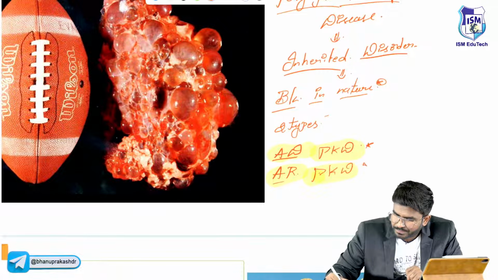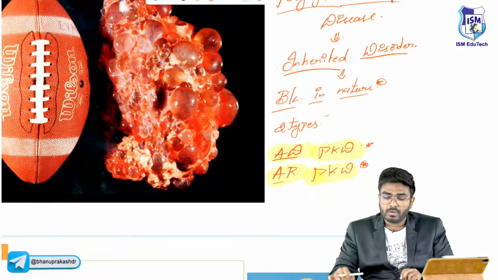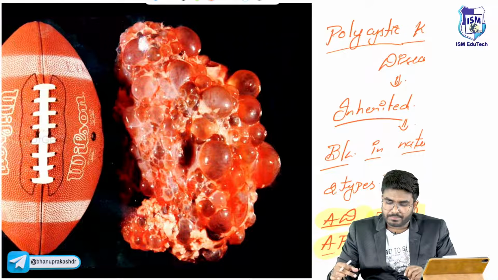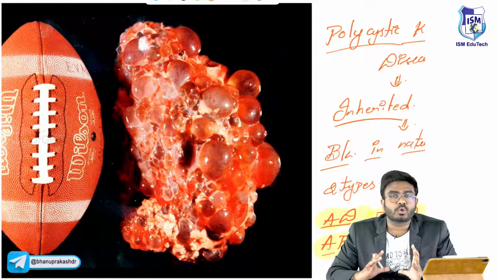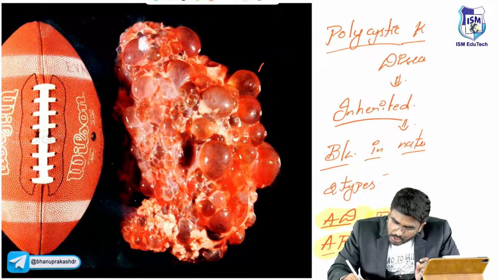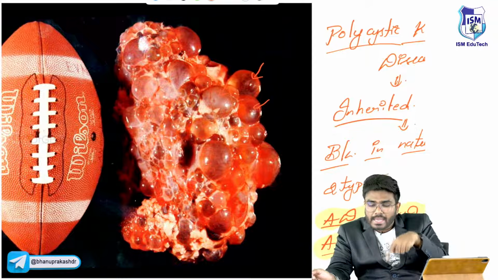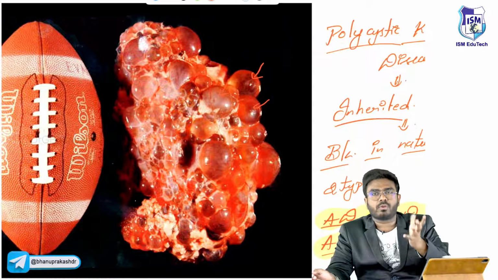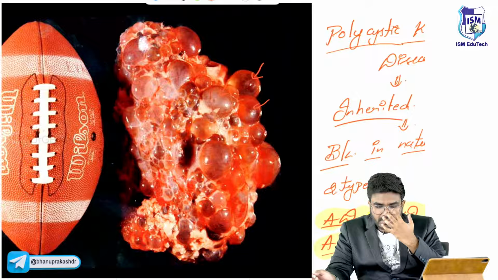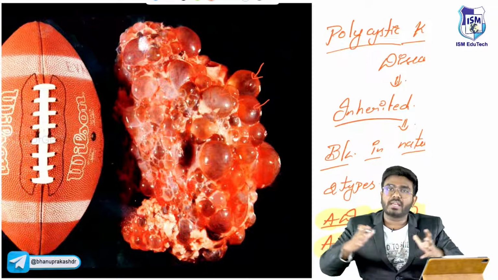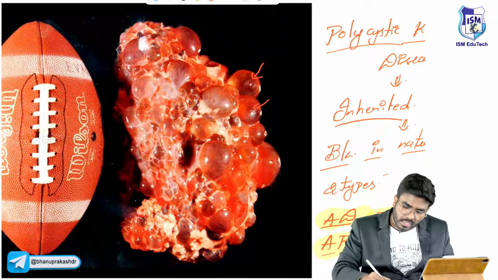There are two types. Now, whatever I am showing you here, see, it's a big kidney. The kidney is totally enlarged, and you can see all these cysts, right? Now tell me, is it ADPKD or ARPKD? When you have such macro level cysts that you can see with the eye, and there is total enlargement of the kidney, the kidney is almost the size of this ball.